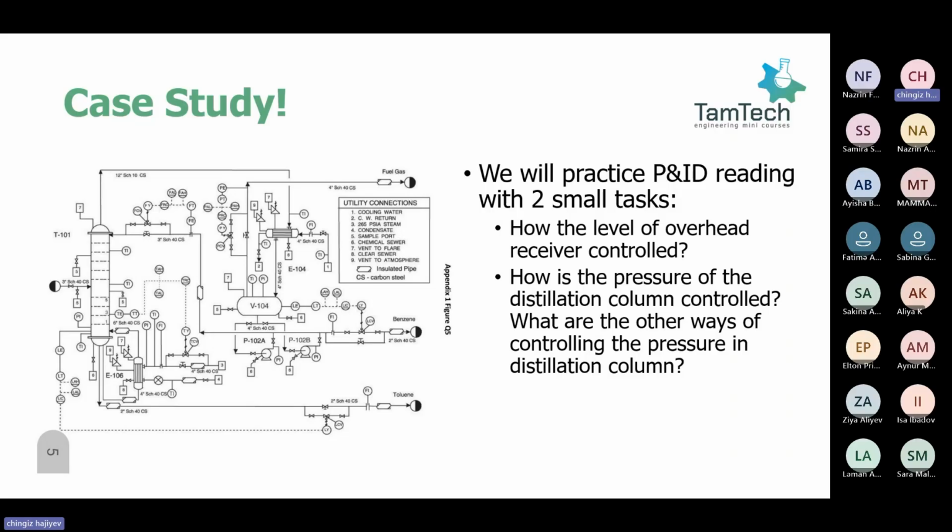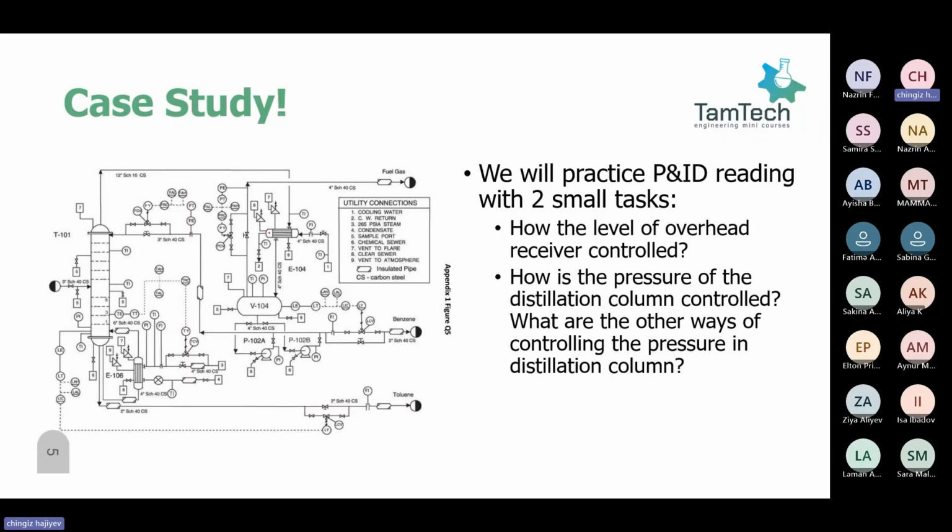So what we will do now will be a case study. Okay. Here, what you see is a piping and instrumentation diagram, P&ID. It's a P&ID of a distillation system. As you can see, this is a T101 distillation column, and you have all kinds of equipment that is related to your distillation column. V104 is the so-called reflux drum or overhead receiver.